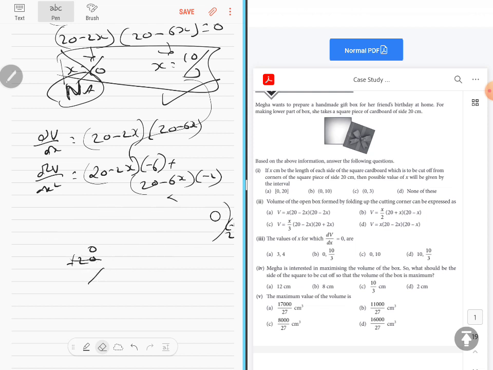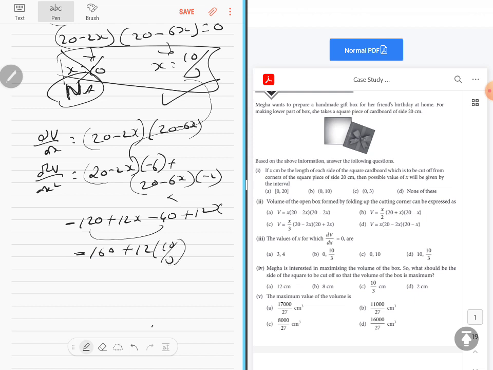Let me figure it out, or just take it inside. The best thing is not even to substitute x, just take it inside. Minus 120 plus 12x minus 40 plus 12x. That's easy, no? So this will be minus 160 plus 12 into 10 by 3, minus 160 plus 40. So it's negative. Oh yeah, negative. So whatever you got is definitely maxima only.